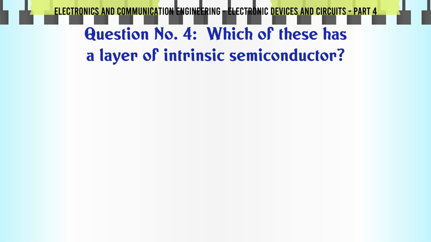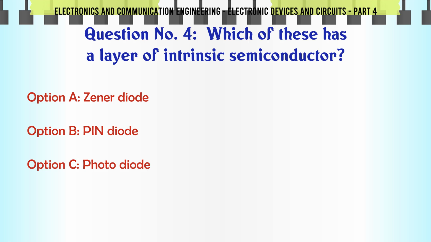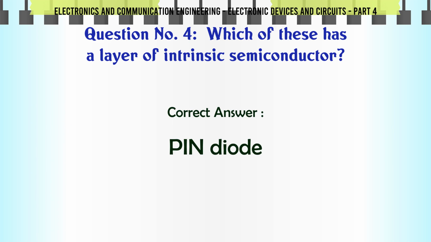Which of these has a layer of intrinsic semiconductor? A. Zener diode, B. PIN diode, C. Photodiode, D. Schottky diode. The correct answer is PIN diode.